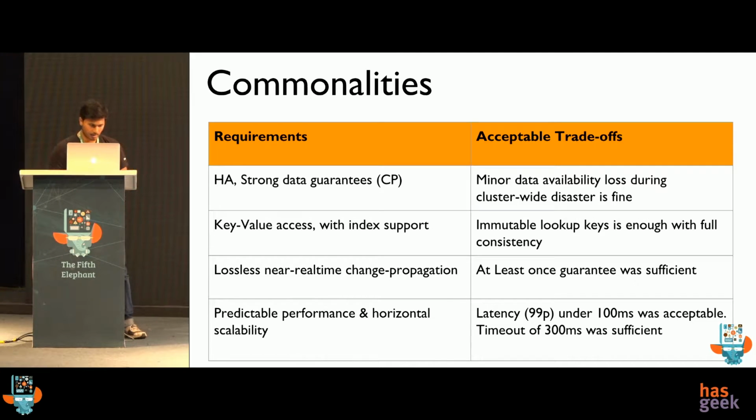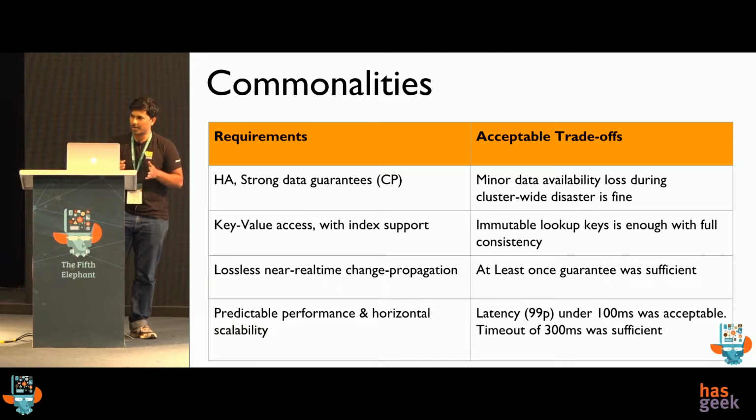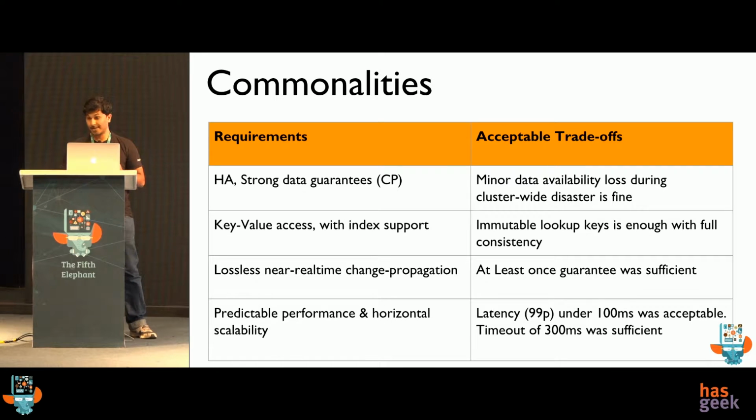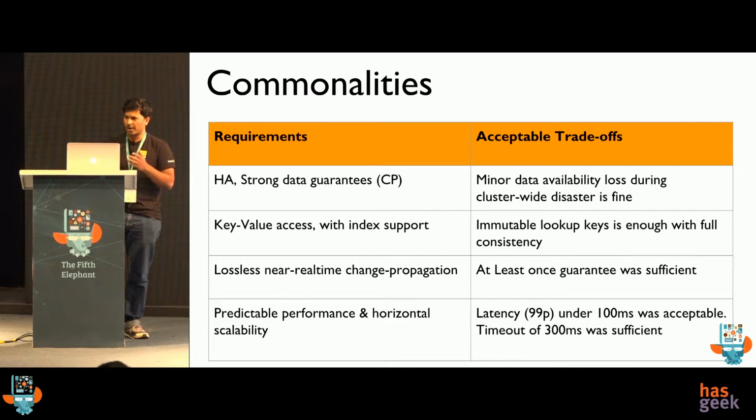So when we decided we wanted to consolidate, we started jotting down what the bare requirements were and what the acceptable trade-offs were. We needed high availability and strong data guarantees. But we are more towards the CP segment, so we could have a minor data availability loss if we had a cluster-wide disaster. We primarily had the requirement of key-value lookup. And yes, there was a certain use case where we needed even index support. But the trade-off that was all right was we didn't need something as extensive as a B-tree index. We are all right with a simple lookup-based index.